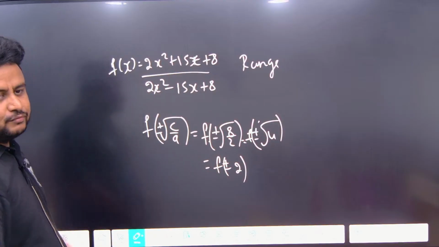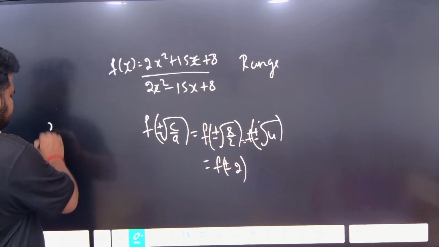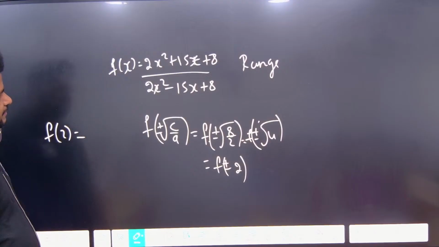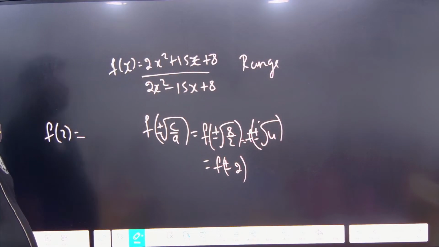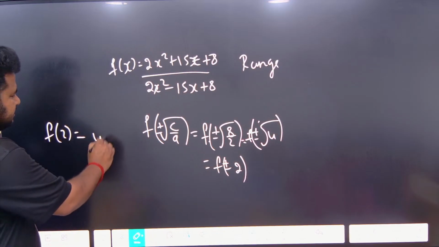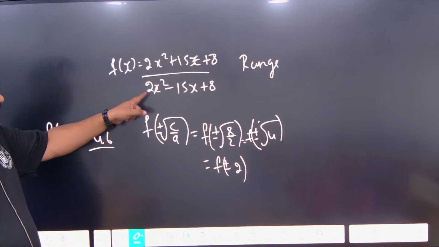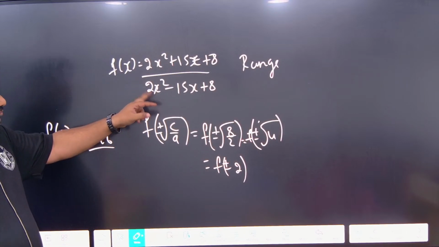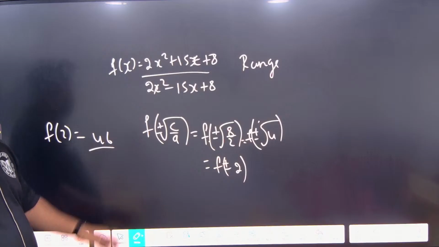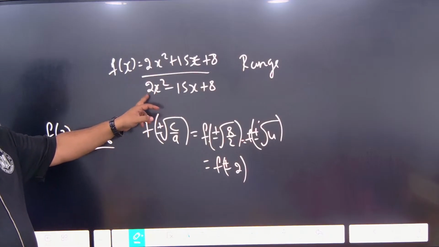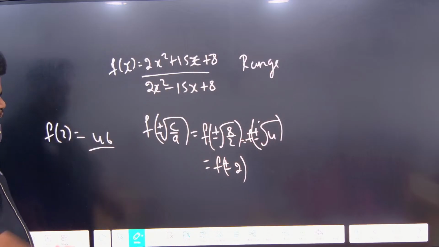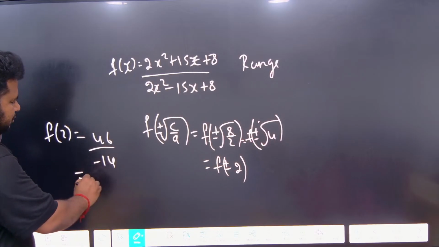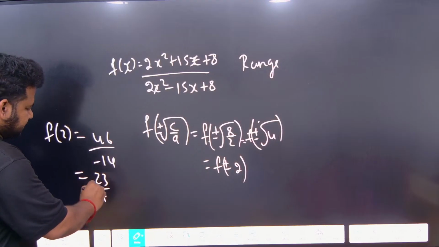Now just put f(2), what will you get? 2 square is 4, 4 2s are 8, 8 plus 15 2s are 30, that is 46. I will get 46 divided by 8, what is this? 16 minus 30, correct? 2 2s are 4, 4 2s are 8, 8 plus 8 is 16, 16 minus 30 will be minus 14. So this will be minus 23 by 7.